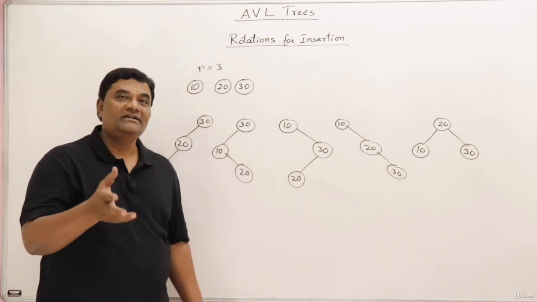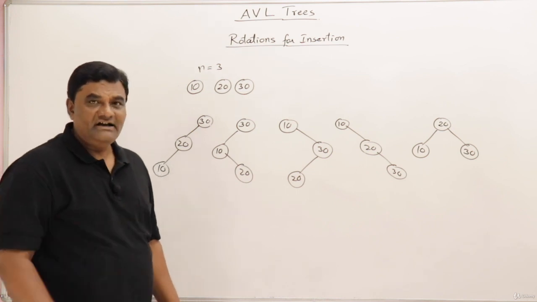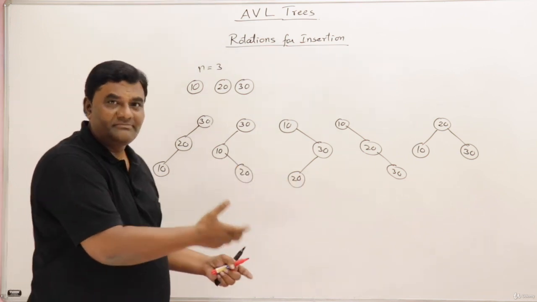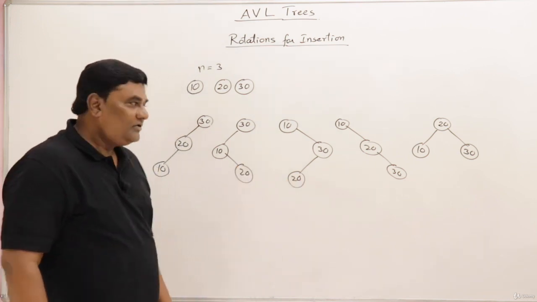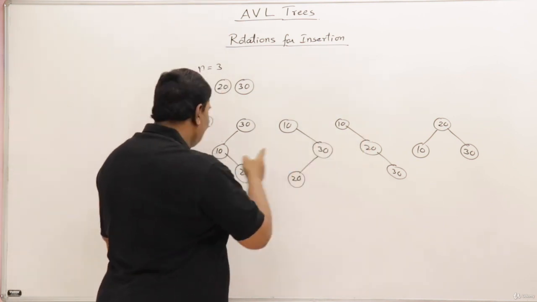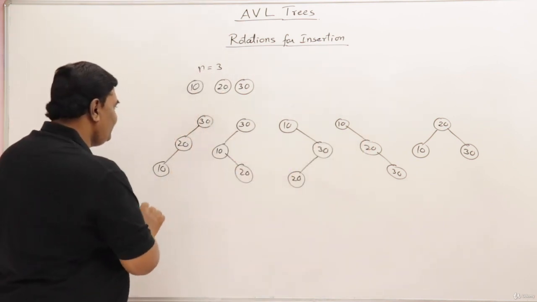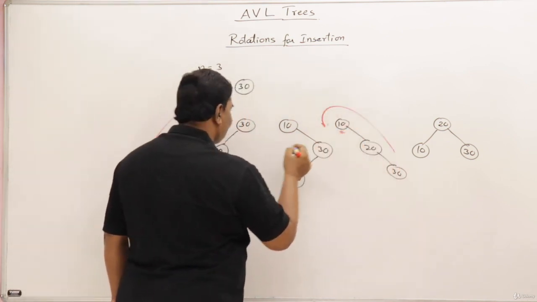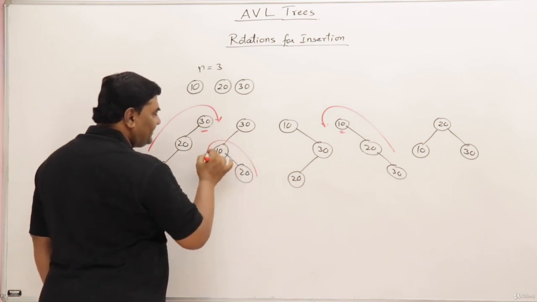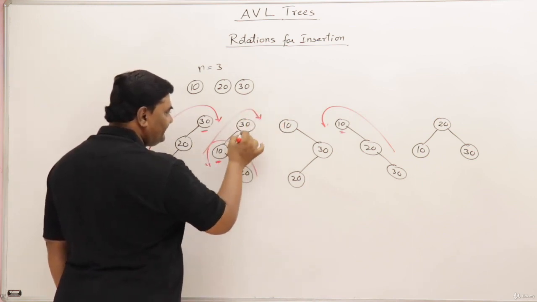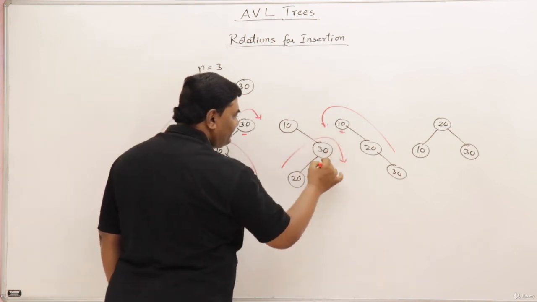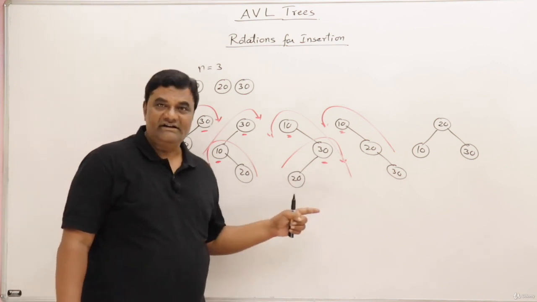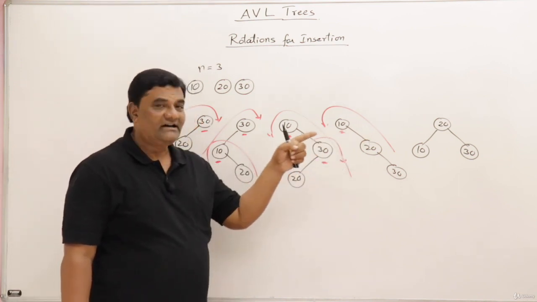AVL trees means height balanced binary search trees. So which is more height balanced? When you have 3 keys, you can draw a binary search tree of any shape. All are binary search trees only. So if you have this one, why don't you take that one? Change this one to that one. How to change? We are saying that we are performing rotation, or double rotation, first on this one, then on this one. So actually we have transformed these 4 trees into that tree because that is height balanced.